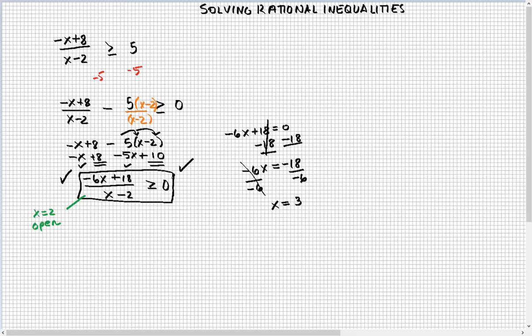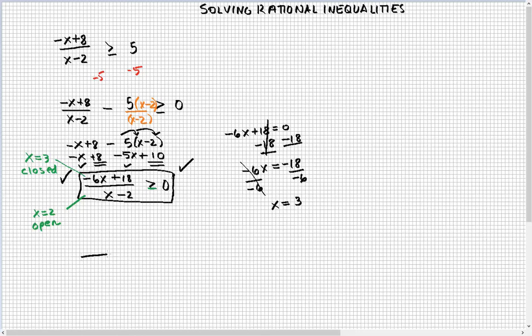So from the numerator, you get that x equals 3, and you have an equal bar. That means this one's going to be closed. The denominator is always open, but the numerator depends on this. And when you have that equal bar, you're closed. So this problem gave us 2 critical points.